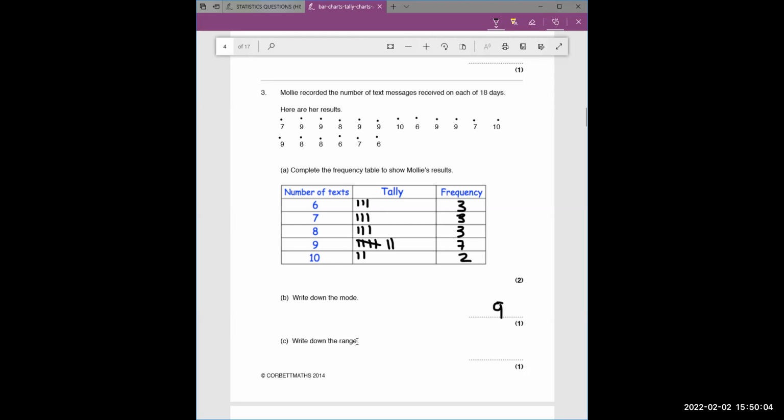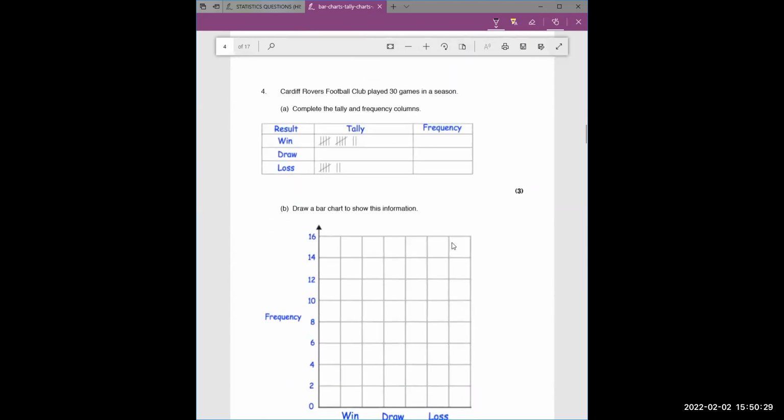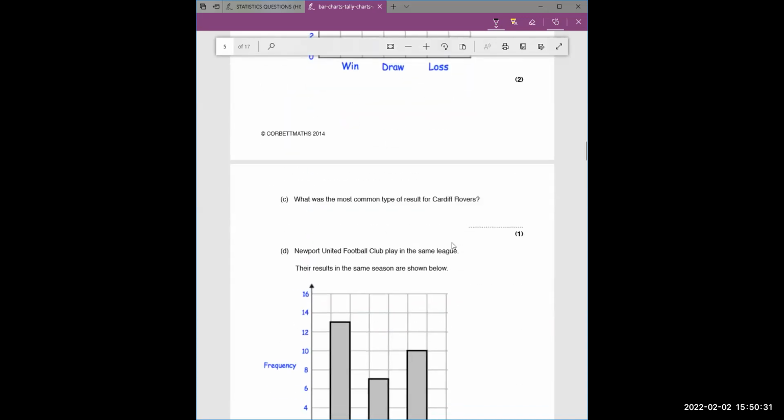Very good. A lot of persons would put the mode is 7. So I'm happy that you wrote 9. Good. The range. Very good. Highest minus lowest. Good. All right, move on. Just wanted to check that you remember. You don't need to put the bar chart. You go down, not that one.